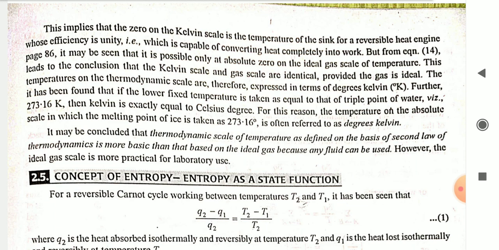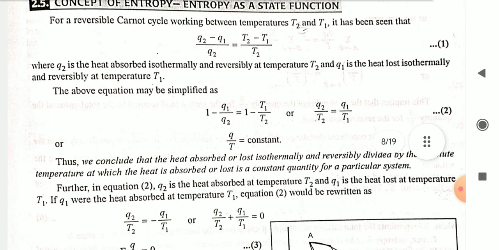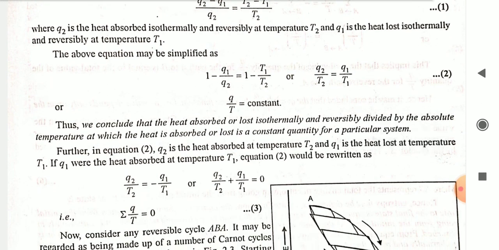Concept of entropy as a state function. For a reversible Carnot cycle working between temperatures T2 and T1, it has been seen that Q2 minus Q1 upon Q2 is equal to T2 minus T1 by T2, where Q2 is the heat absorbed isothermally and reversibly at temperature T2, and Q1 is the heat lost isothermally and reversibly at temperature T1. The above equation may be simplified as 1 minus Q1 upon Q2 is equal to 1 minus T1 upon T2, or Q2 upon T2 is equal to Q1 upon T1. Q by T is equal to a constant.